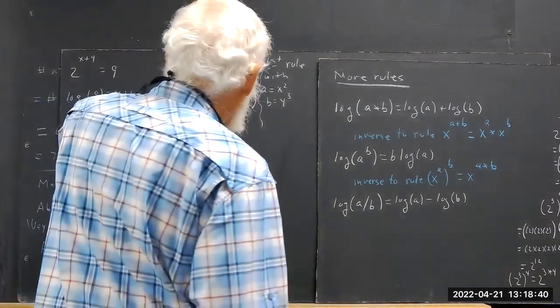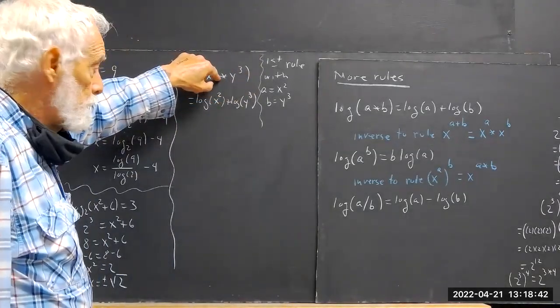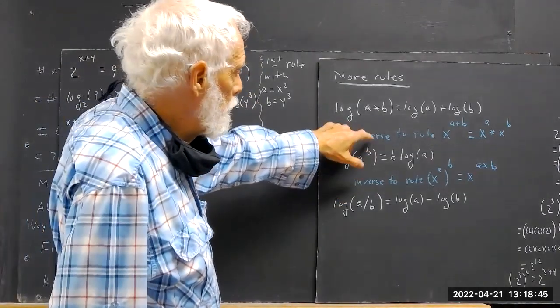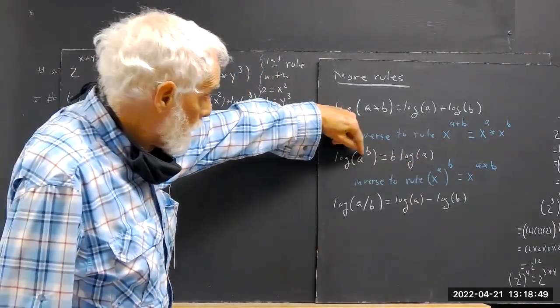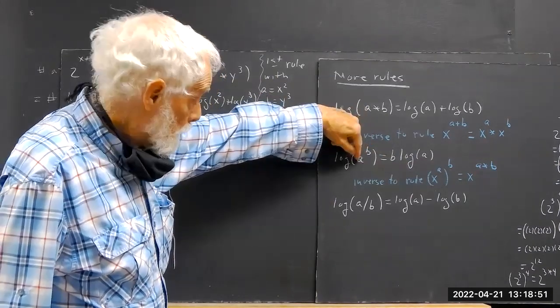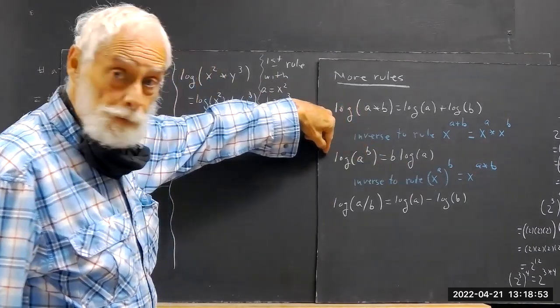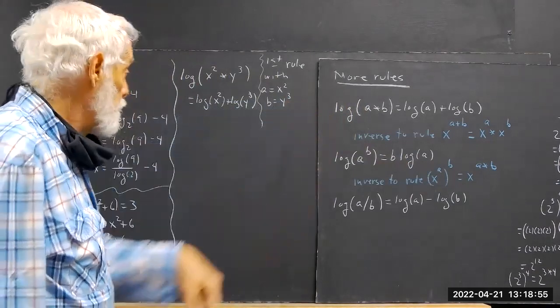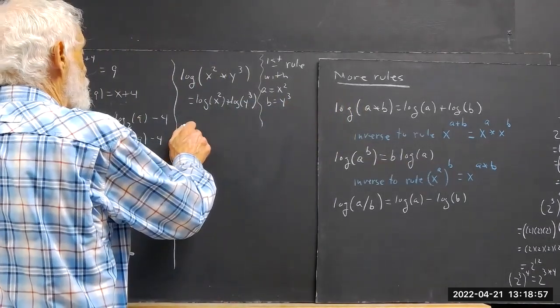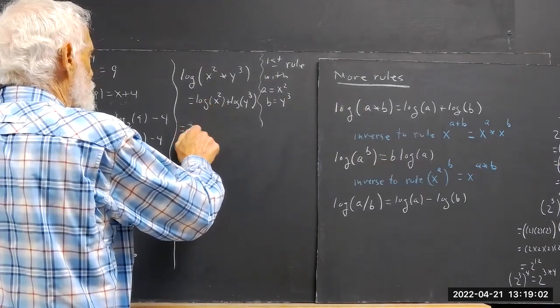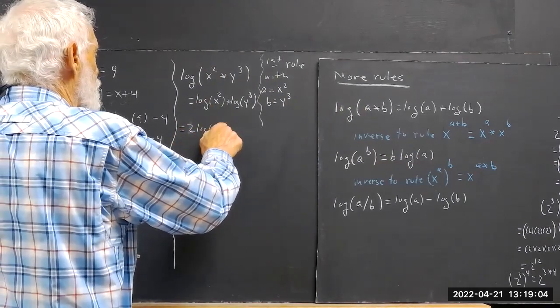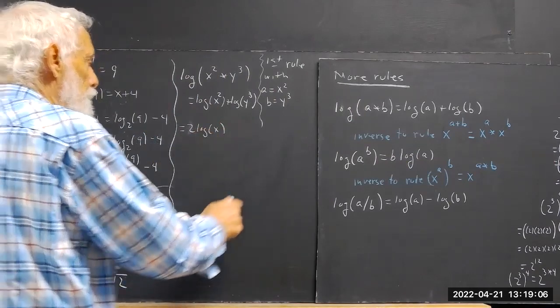Okay, well now log of x squared. Well, log of a to the b is b times the log of a, right? This tells you if you've got an exponent on this term, you can bring that exponent out in front, can't you? So log of x squared is 2 log of x.